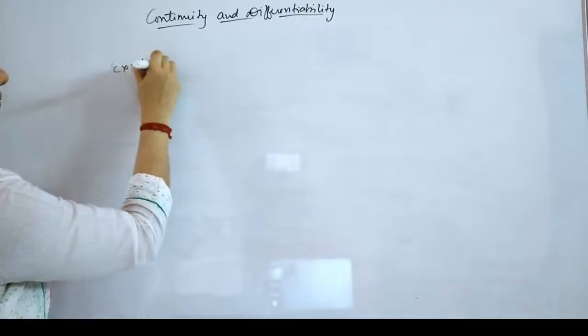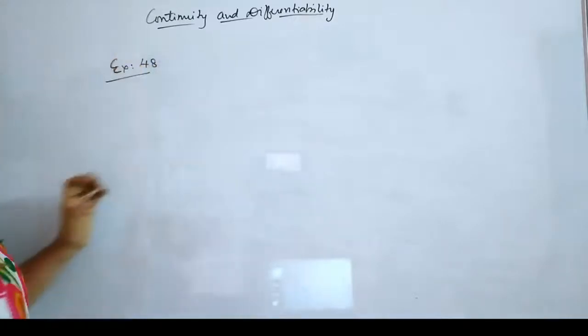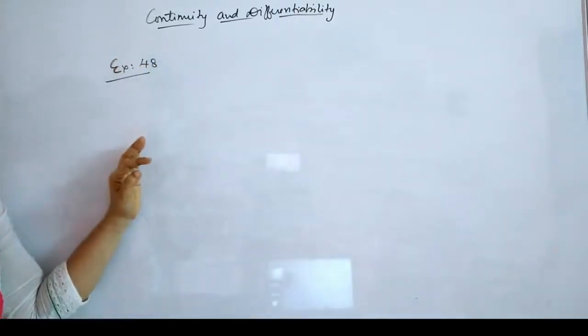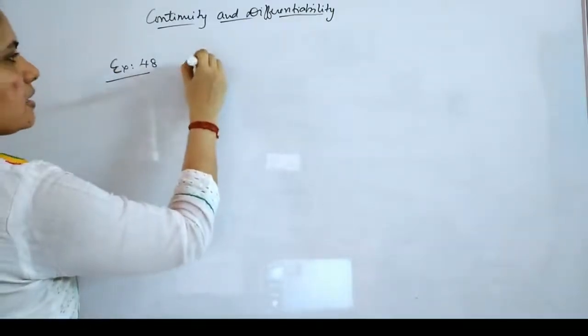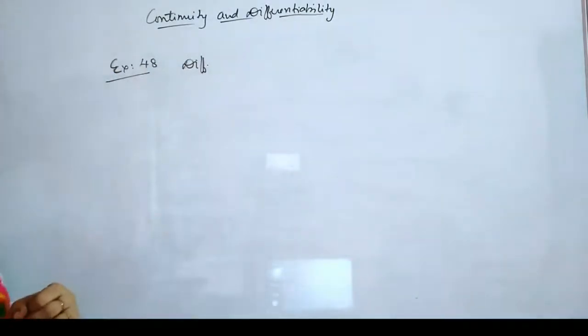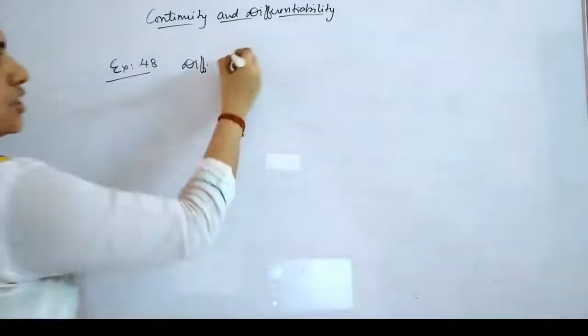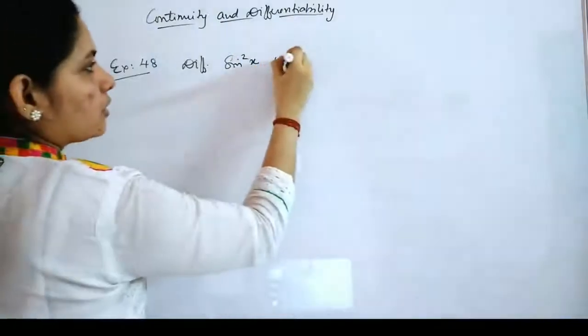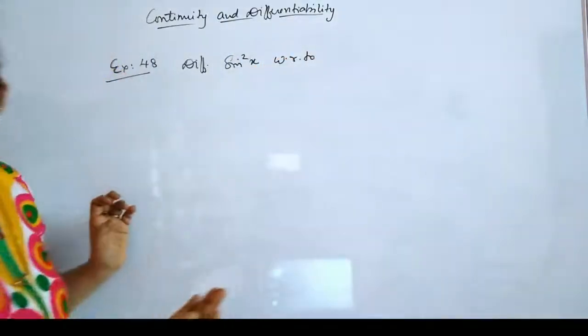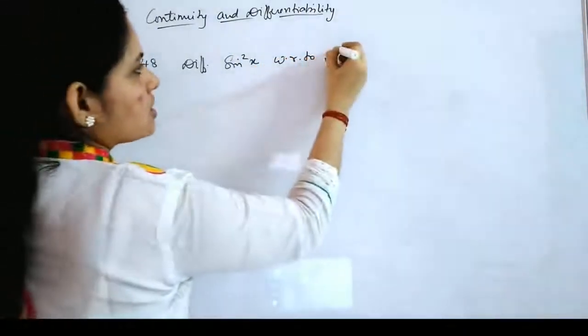Next one is example 48. This example 48 type of questions are important. Normally these types of questions are asked in the exam. That is, differentiate one with respect to the other. Normally what we do is differentiate either with respect to x or with respect to t. But here the question is: differentiate sine square x with respect to another function, e raised to cos x.